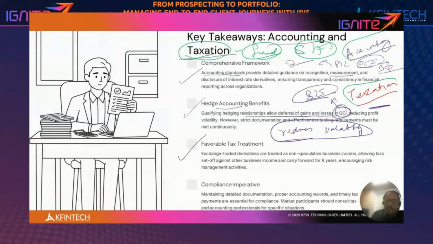Exchange traded are treated as non-speculative hedge and under business income, allowing loss to set off against business income for 8 years. This is important from exam perspective. Losses can be carried forward for 8 years.